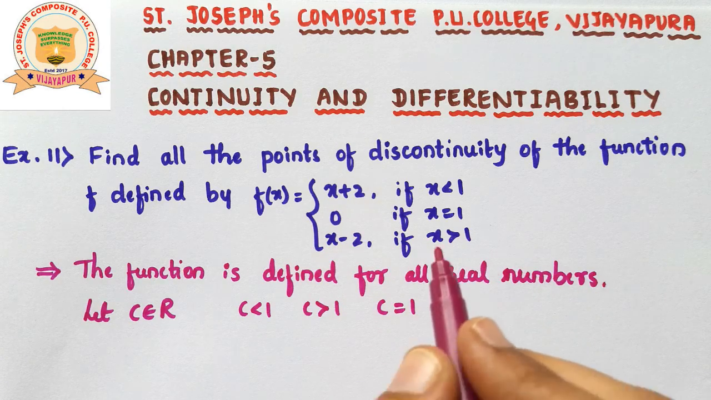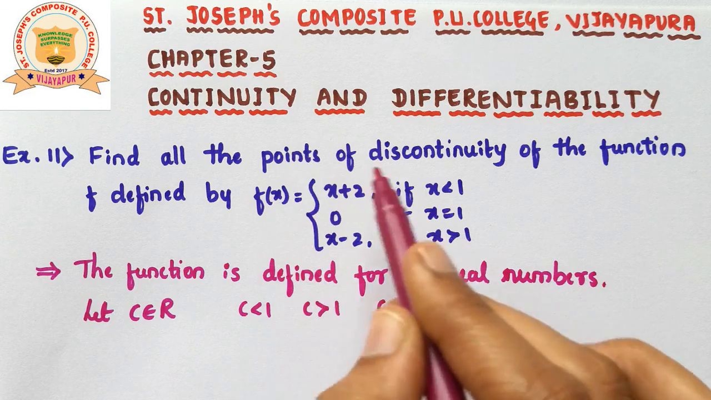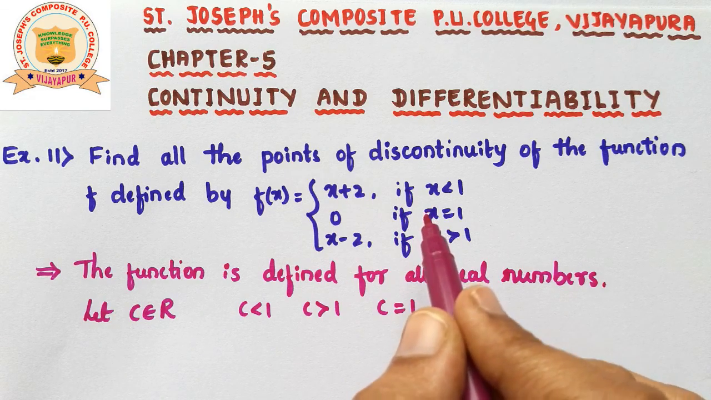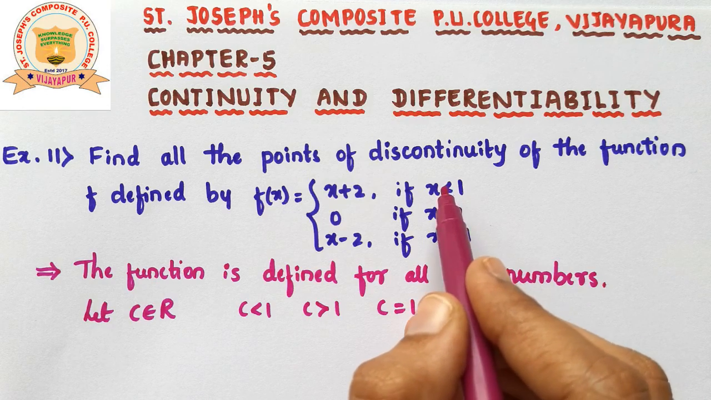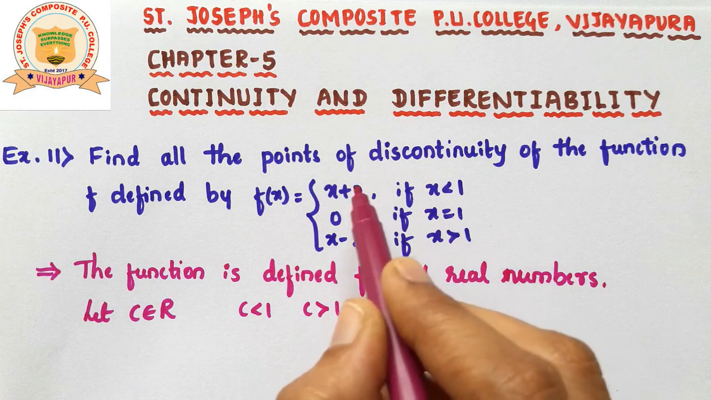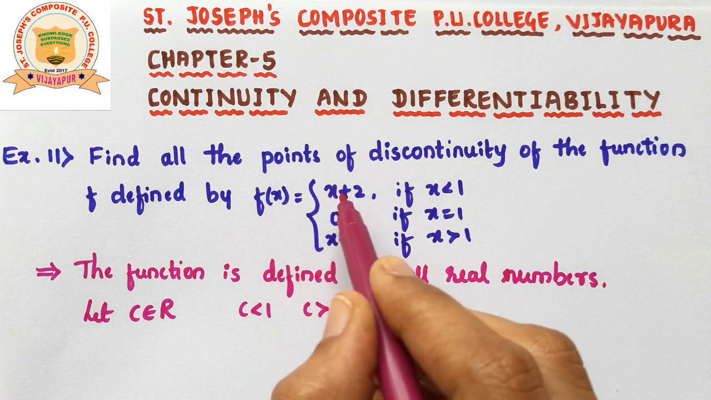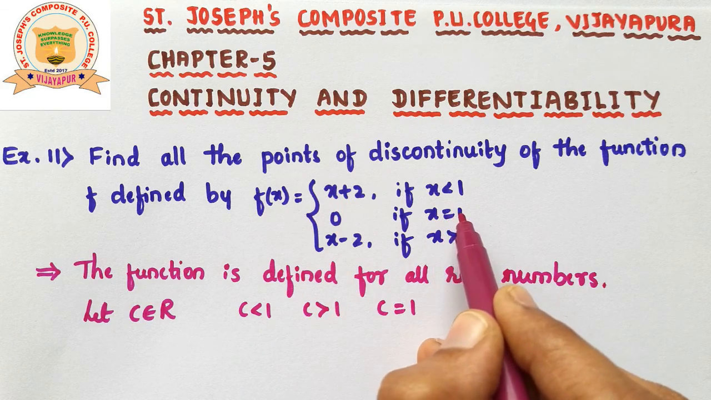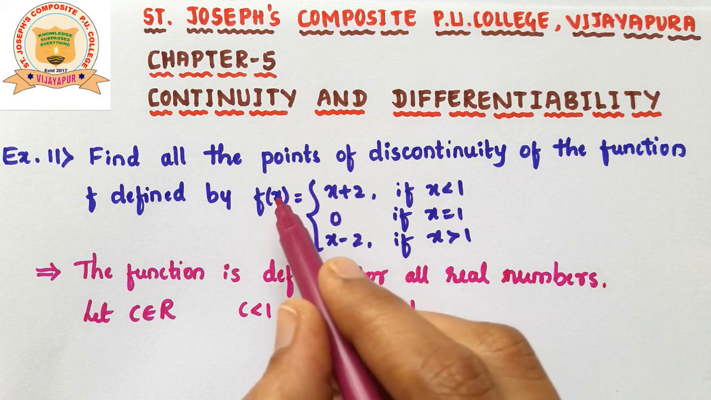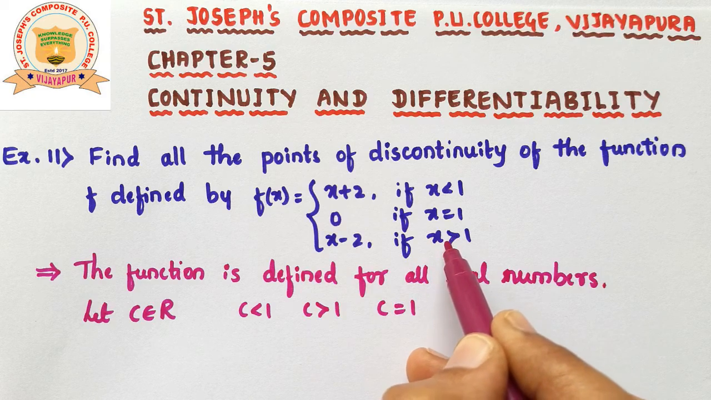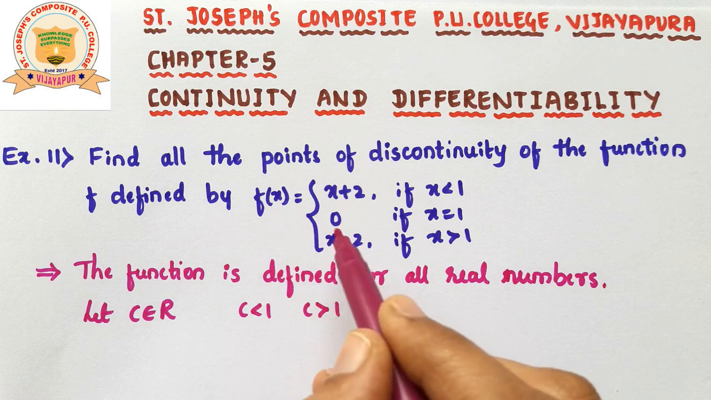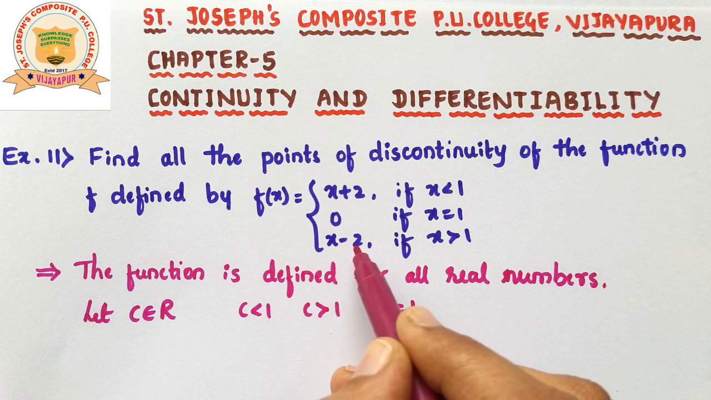First we have to check whether the given function is defined for all the real numbers or not. Yes, for x less than 1 the function is defined and its value is x plus 2. For x equal to 1 it is defined and its value is 0. And for x greater than 1, the function is defined and its value is x minus 2.